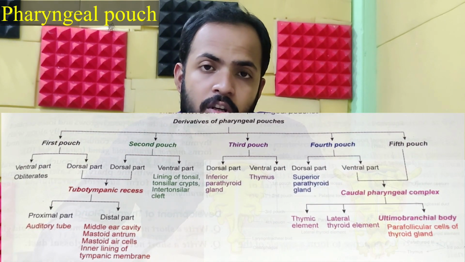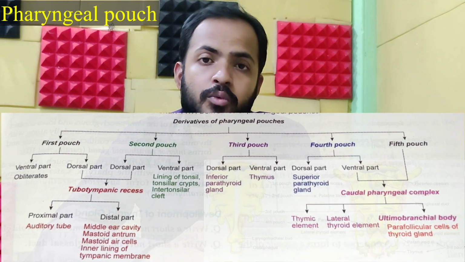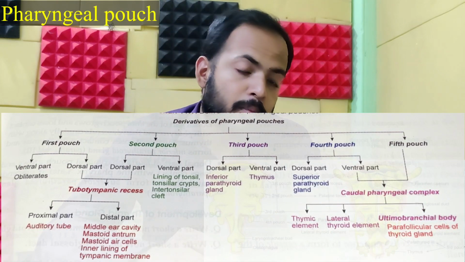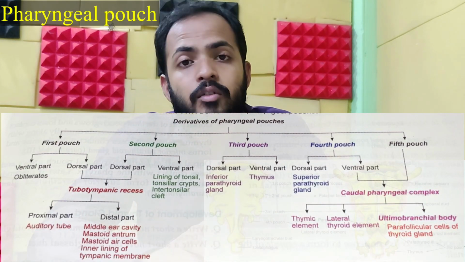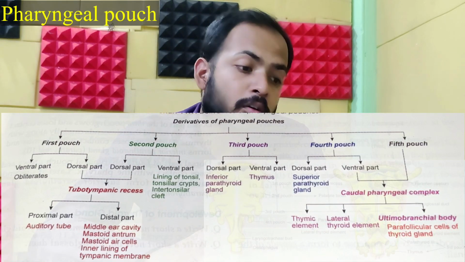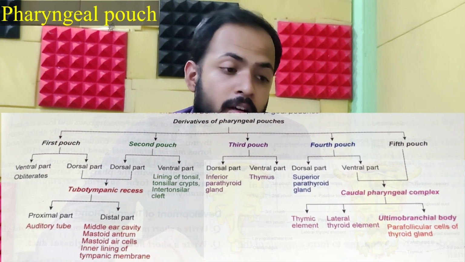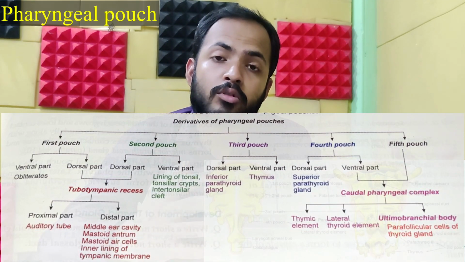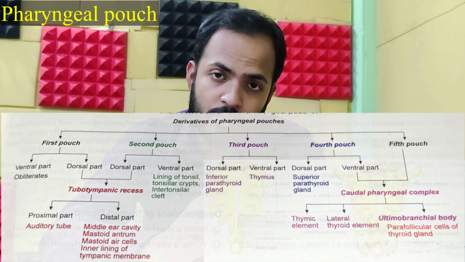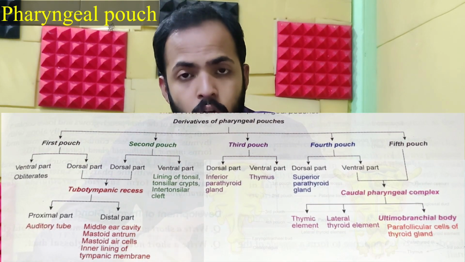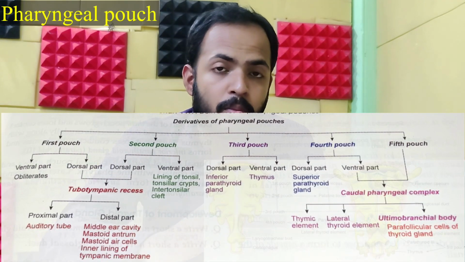From the dorsal part of the third pharyngeal pouch we are getting the inferior parathyroid gland, and from the ventral part we are getting the thymus gland. From the dorsal part of the fourth pharyngeal pouch we are getting the superior parathyroid gland, and the ventral part of the fourth pharyngeal pouch, along with the fifth pharyngeal pouch, merge or fuse together and form the ultimobranchial body, which is also known as the caudal pharyngeal complex.